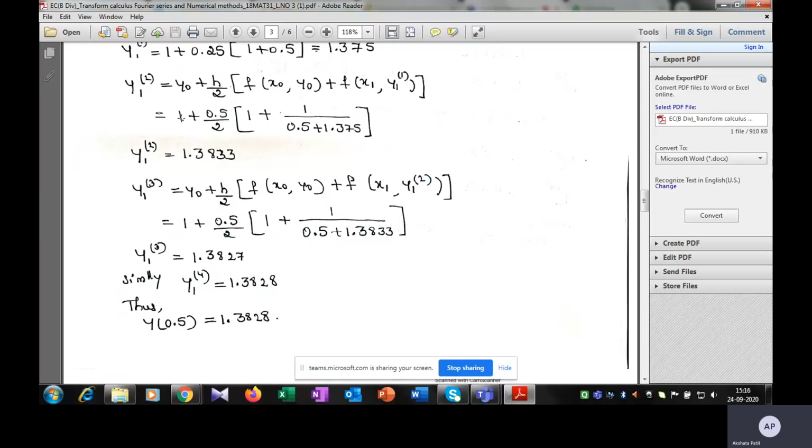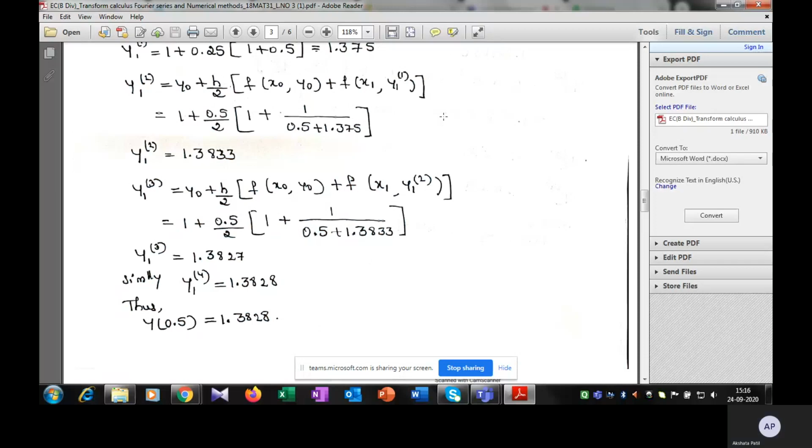Now y0 is 1, h is 0.5 divided by 2, into f of x0 comma y0, which we already calculated above. Simply put the value here, that is 1, plus f of x1 comma y1. Once again use the given differential equation, which is in the form 1 divided by x plus y. Here x is x1 and y is y1 of first approximation. So x1 is 0.5 plus y1 of first approximation, which we got above as 1.375. Substitute here and simplify it.